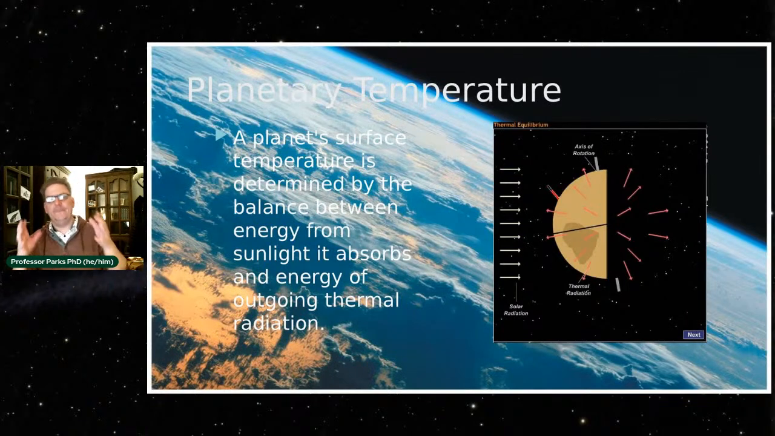So, this is essentially a definition of thermal equilibrium. Simply put, the amount of energy being absorbed by the Earth is equal to the amount of energy being radiated back out into space. The key term there is the amount of energy being absorbed by the Earth, not the total energy incident upon the Earth's atmosphere, but how much of that energy is actually absorbed and then radiated out as heat.